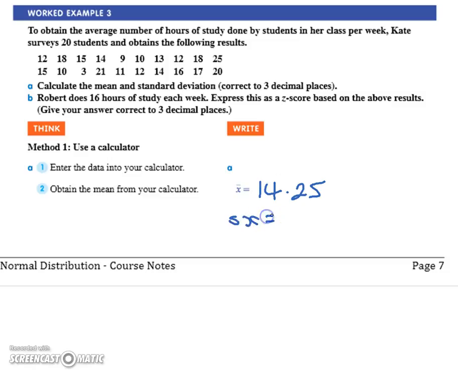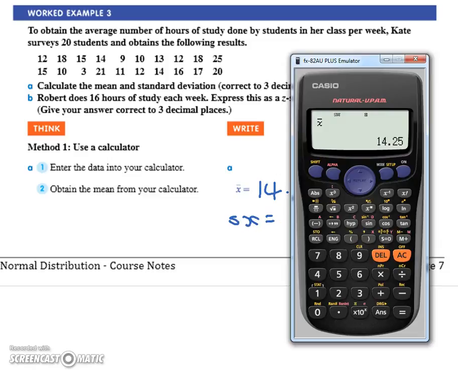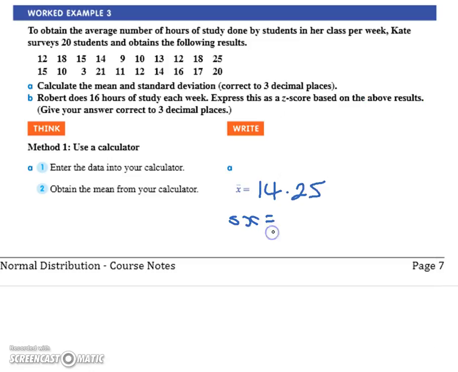I'm going to call it SX because that's what it appears like on my calculator. Shift 1, variable, 4.88. Sample standard deviation. On yours, it'll be the n minus 1. Yeah. 4.88 because you round up.